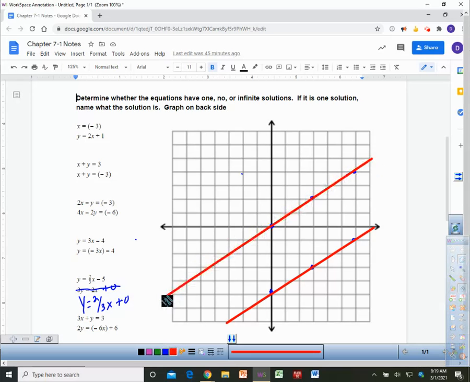So what do we notice about these two lines? Parallel. So how many solutions are they going to have? 0. So your answer would be no solution.